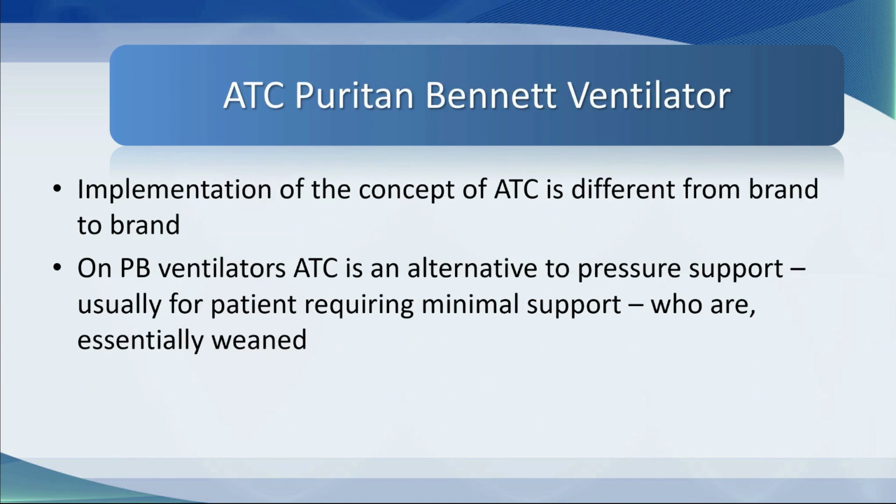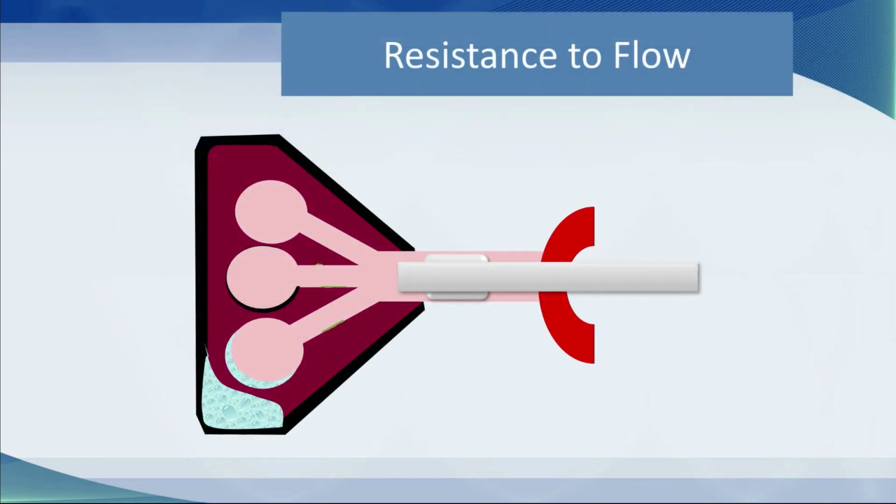Implementation of the concept of automatic tube compensation is different from brand to brand. On Puritan Bennett ventilators, ATC, or automatic tube compensation, is an alternative to pressure support, usually for patients requiring minimum support, essentially patients who are more or less weaned, but still need to be on the ventilator. And this is what automatic tube compensation does in this setting.